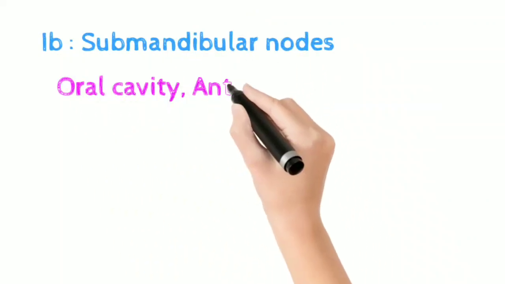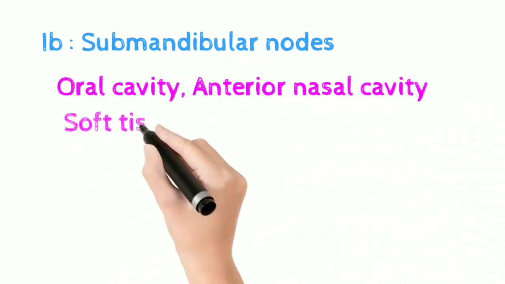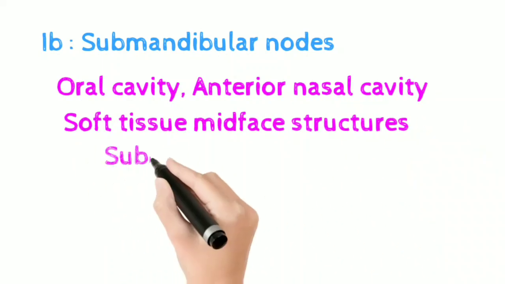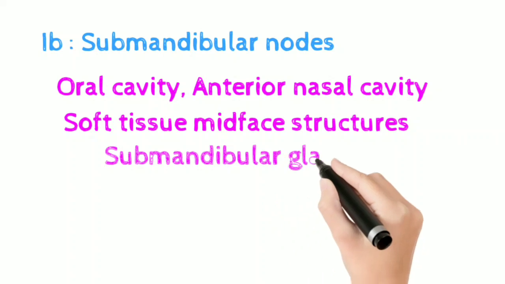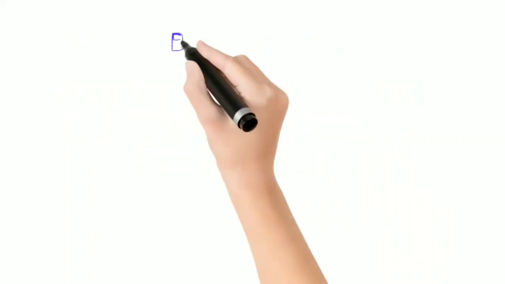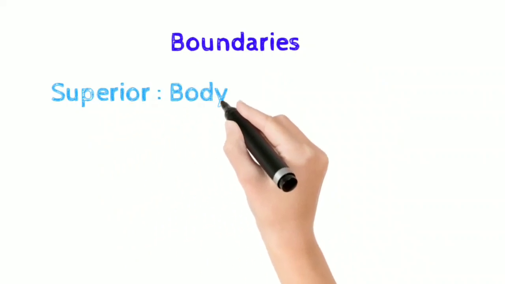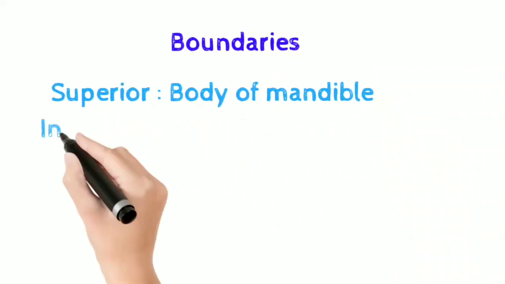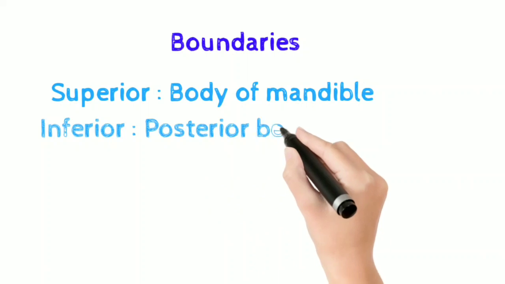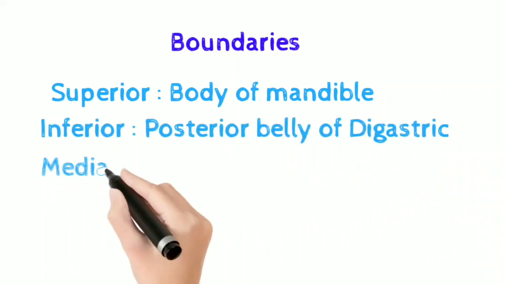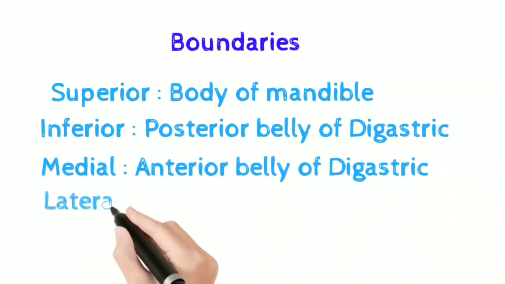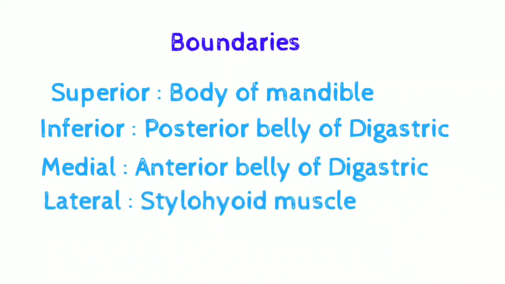The malignancies which drain into this level are from the oral cavity, anterior nasal cavity, soft tissue structures of midface and the submandibular gland. According to AJCC, the boundaries are superiorly by the body of mandible, inferiorly by the posterior belly of digastric, medially or anteriorly by the anterior belly of digastric and laterally or posteriorly by the stylohyoid muscle.